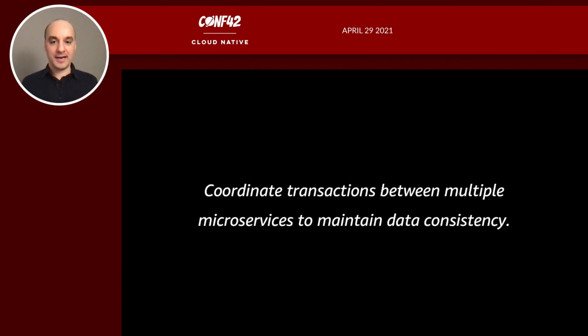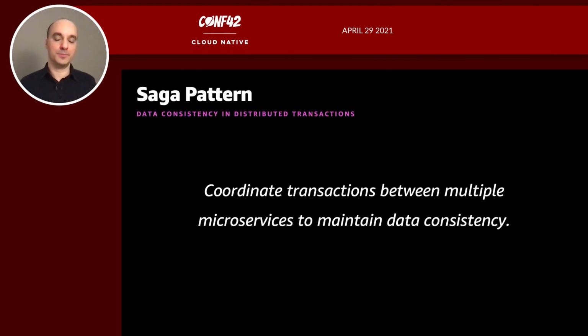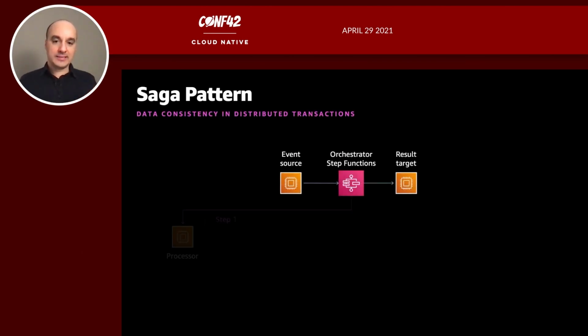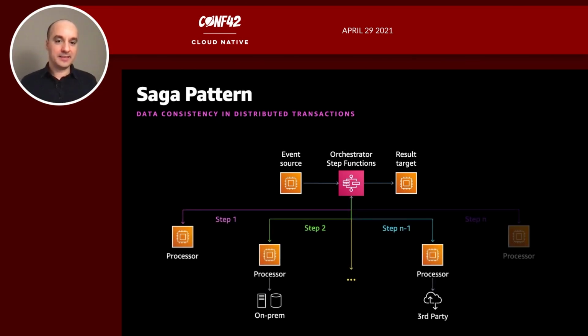Our last step is to ensure data consistency across the data persistence layers of the application's microservices, considering our use case's dependency on third-party services and on-premise components. For that, I will introduce the Saga pattern. This is a failure management pattern to coordinate transactions between multiple microservices. In AWS, the Saga pattern is typically implemented with AWS Step Functions.